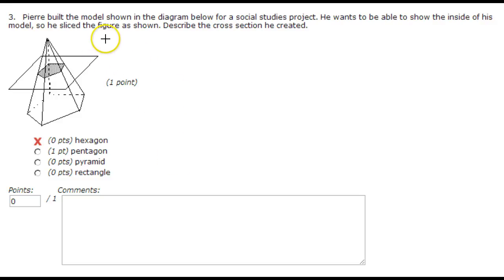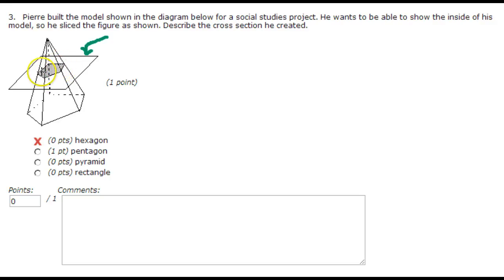So in other words, this little plane here, and that's how you do a cross section, is you take a plane, which is 2 dimensions, and you kind of cut a slice out. It's kind of like if you just sliced off the top of this object. Then the top part, or the shaded part here in the middle, would be the cross section.